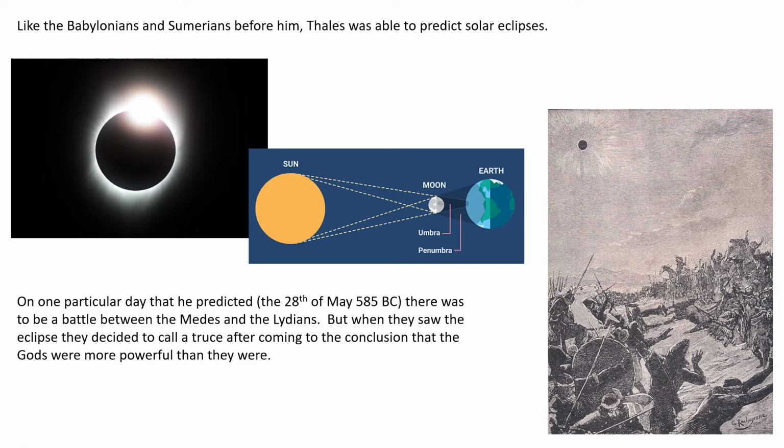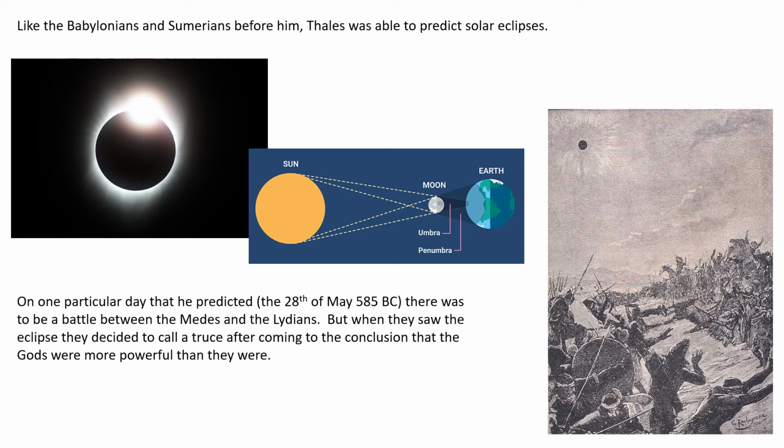One thing that Thales is known for is his ability to predict solar eclipses. He was not the first person to do this, as this was known to both the Babylonians and the Sumerians before him. The one particularly famous event occurred on the 28th of May 585 BC, when Thales predicted that there would be a solar eclipse, quite correctly.